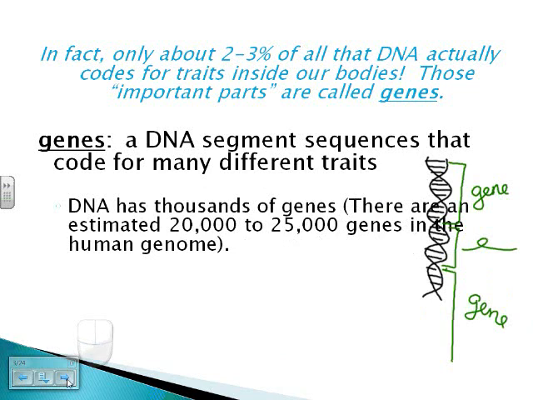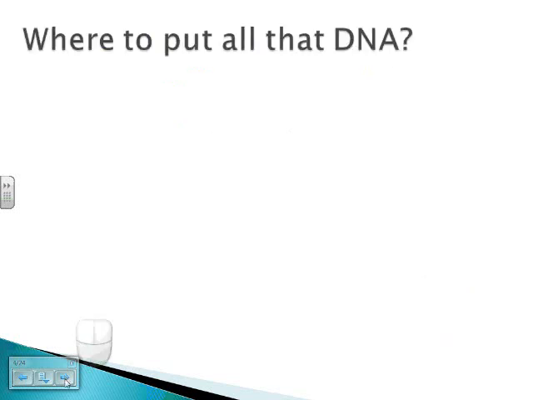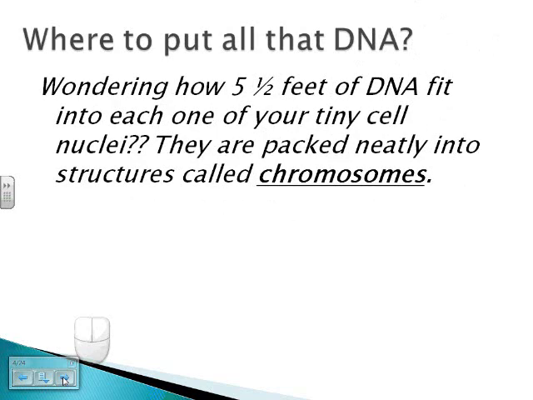So there are thousands of genes, 20 to 25,000 in the entire human genome. And every single gene is 10 to 15,000 bases. That's a whole lot of bases. It's approximated that there are 3 billion base pairs in human DNA. It's a whole lot of genetic information for us to be looking into. Approximately 5.5 feet of that DNA gets coiled up into each of your individual chromosomes.